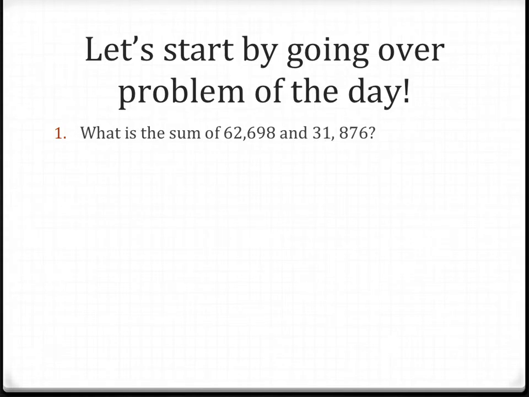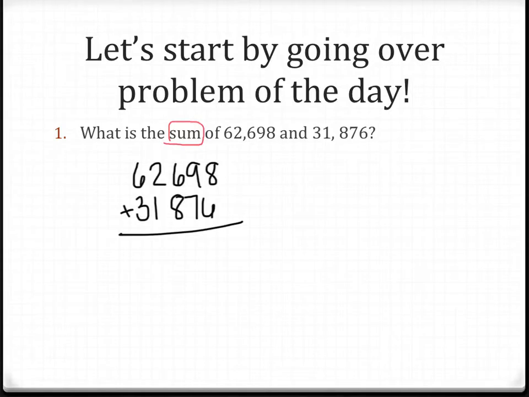Number 1 said, what was the sum of 62,689 and 31,876? The key word in this problem is sum. To find the sum of a number, I need to add them. Now that I've got my problem written, I can go ahead and start adding.